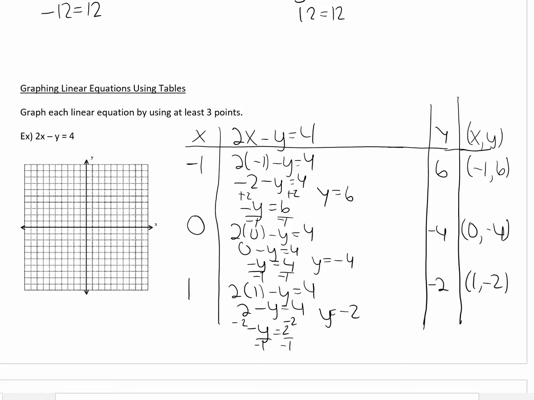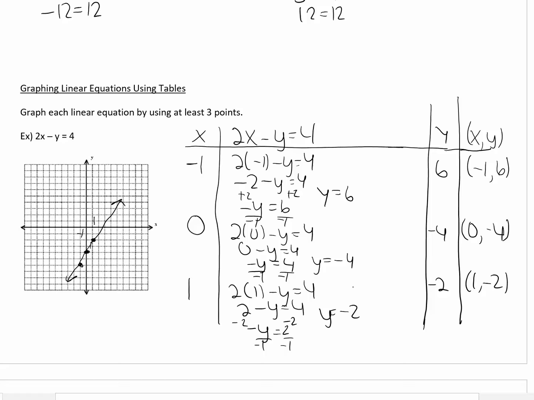Now, every time you graph, you want to make sure you label your axes. I've labeled them x and y, and you want to label what you're going to go by in the slashes. Here I'm going to go by 1s. Negative 1, 6. That means I'm going to go to the left 1 and up 6. Then 0 and then down 4. And then 1, negative 2, I'm going to go to the right 1 and down 2. I'm going to connect the dots to form my line. Make sure that you include arrows going in both directions because a line does go forever in both directions.